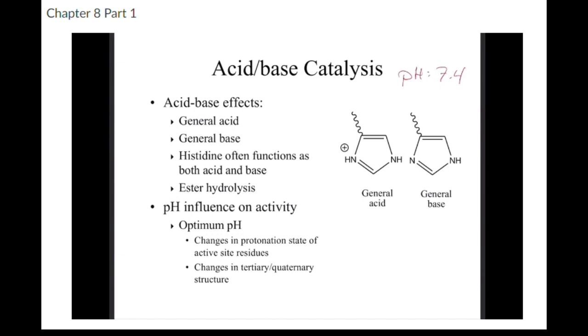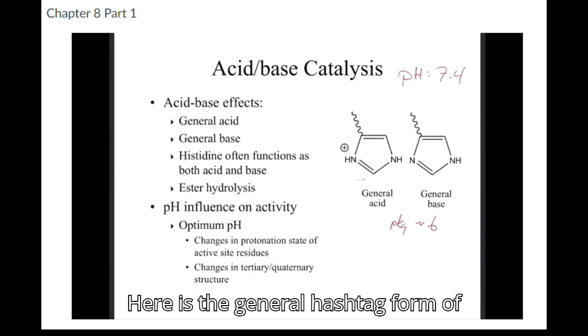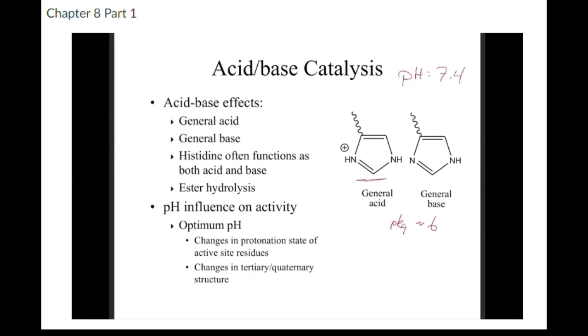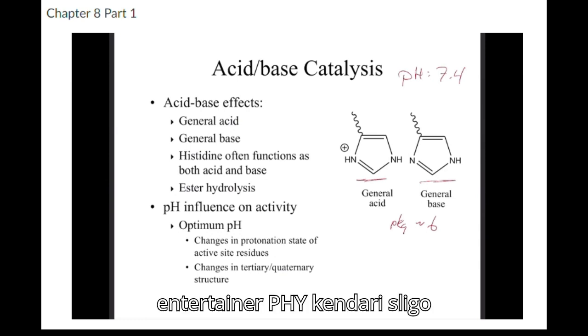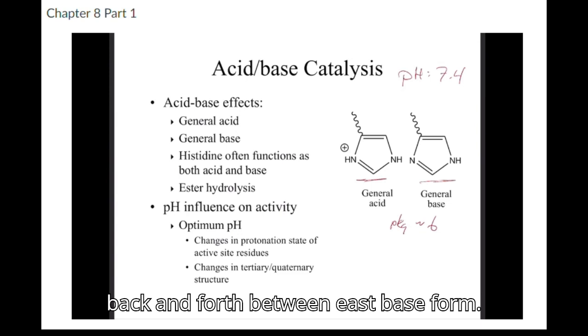Now, a lot of times we will see histidine playing a role as an acid or base. And if we look at histidine, remember that the pKa for histidine was right around 6. And here is the general acid form of histidine, and this would be the general base form. And because the pKa of histidine is so close to the intracellular pH, it can very easily go back and forth between the acid and base form.